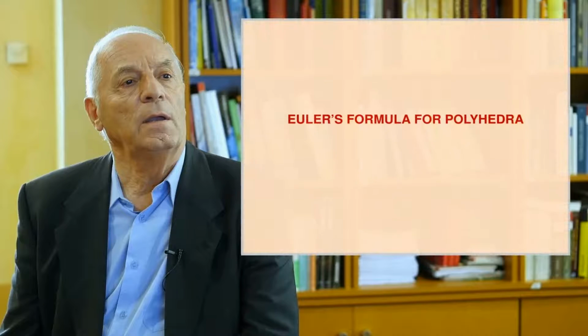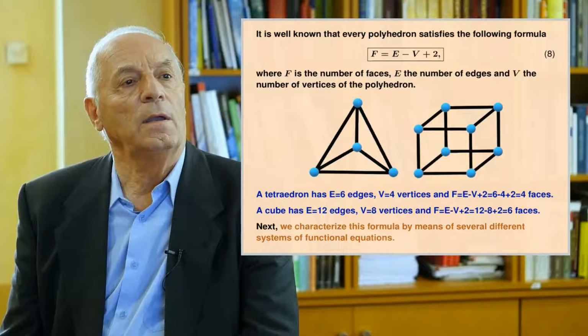Now we change topic and move to geometry to derive the well-known Euler formula for polyhedra. The Euler formula for polyhedra at the top of the slide expresses that the number of faces f of a polyhedron is equal to the number of edges e minus the number of vertices v plus 2. Two simpler examples as the tetrahedron and the cube obviously satisfy this equation, as the reader can check immediately.